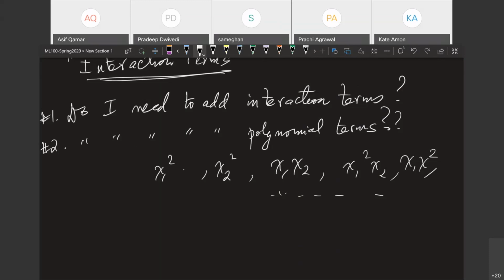This is a limitation of linear regression, that you have to do these experimentations by hand. So far, so good, guys. Are we together so far?